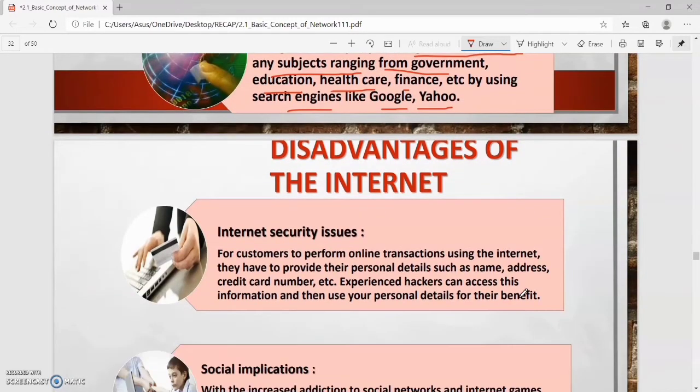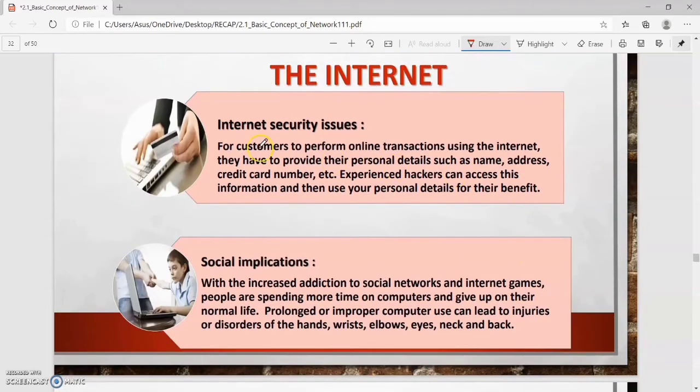Okay, of course we have a disadvantage of internet based on internet security issues. For customers to perform online transaction using the internet, they have to provide their personal details such as name, address, credit card number. So an experienced hacker can access this information, then use your personal detail for their benefit.